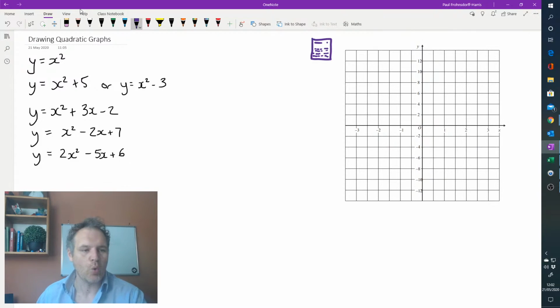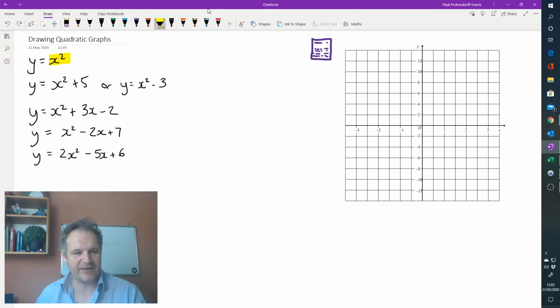So what is a quadratic graph? Well, on Monday we talked about straight line graphs. You will notice these all have something in common. X squared, x squared, x squared, x squared, x squared, and x squared. That makes them quadratic graphs, or quadratic equations, actually. These are quadratic equations. If they had an x cubed, they would stop being quadratic equations, they would start being cubic equations. It's because the highest power of x is x squared.